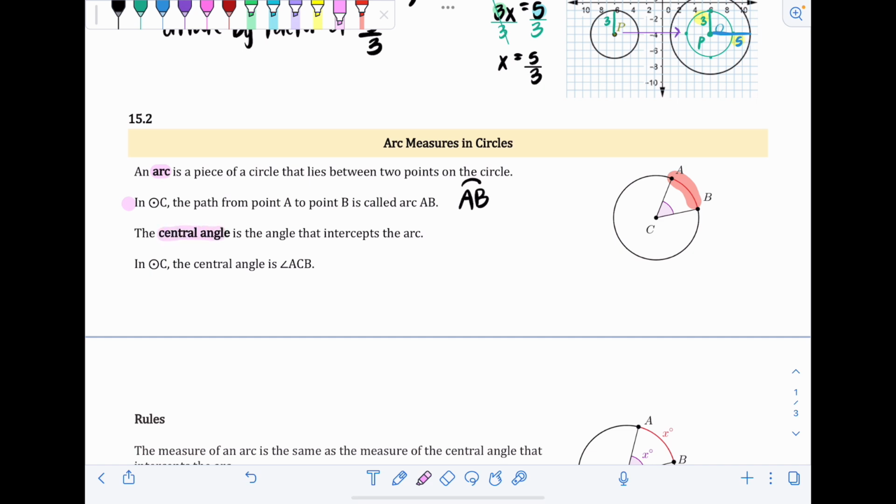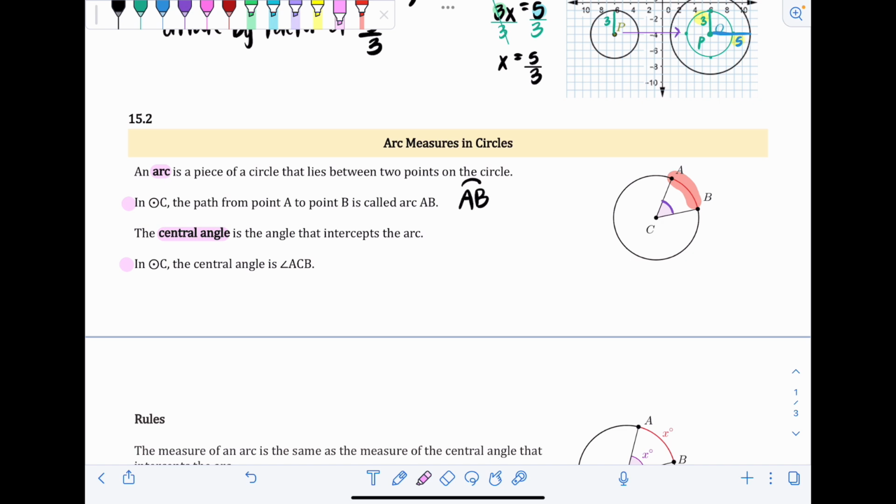And then another new vocab is the central angle, which is the angle that intercepts the arc. So in this picture, it is this little angle inside here at C, and it's kind of like the angle that helps create the arc. So in circle C, the central angle is angle ACB, and again, that's just that little purple one.